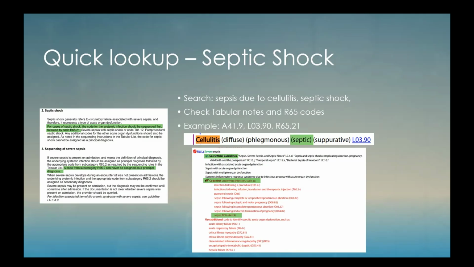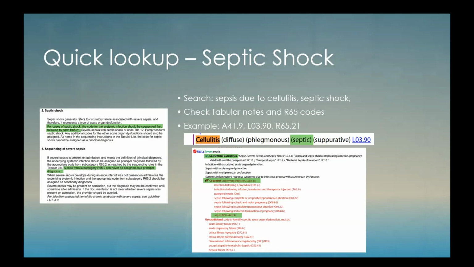Next, we want to assign the code for the systemic infection. If the documentation simply states sepsis without identifying the organism, we use A41.9. If the organism is specified, like E. coli, staph, or strep, you would choose the more specific A41 code.